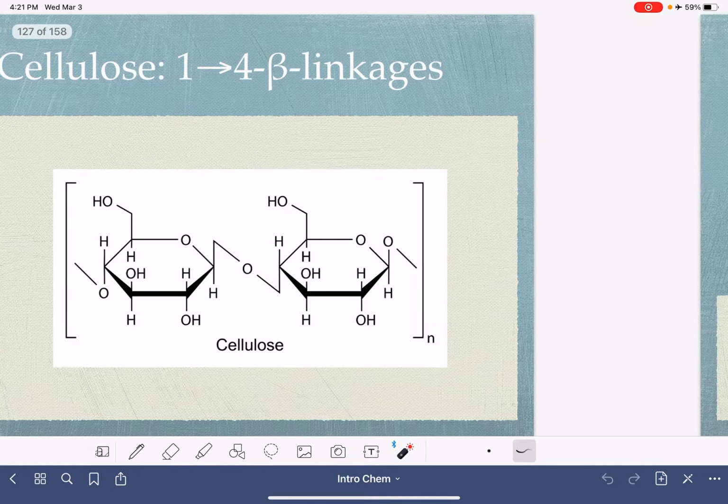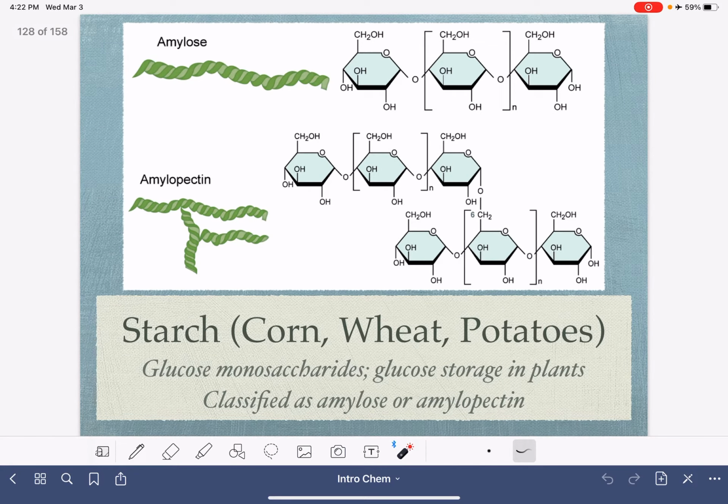The second polysaccharide that we're going to look at is starch. Starch is a polysaccharide that's found in corn and wheat and potatoes, so it is digestible by humans. Starch is also made up of many glucose monosaccharides. The role of starch is to store glucose within plants, so plants use starch as a form of glucose storage. Starch can be classified as either amylose or amylopectin, these 2 different types of starch, based on the structure.